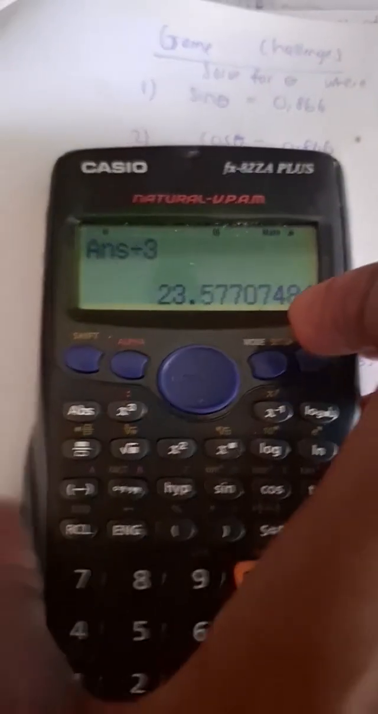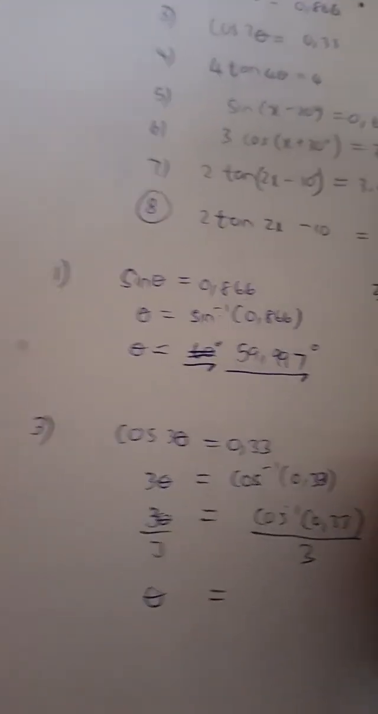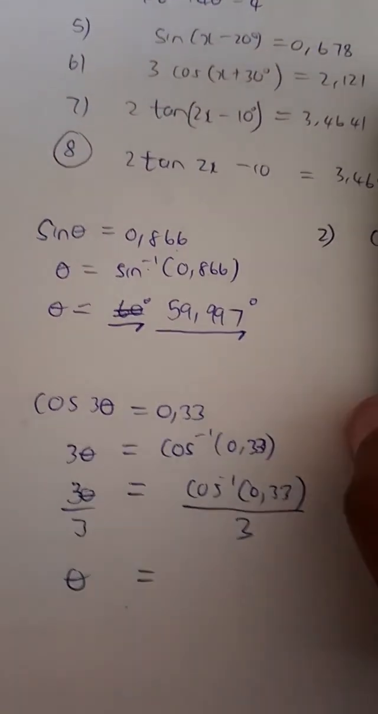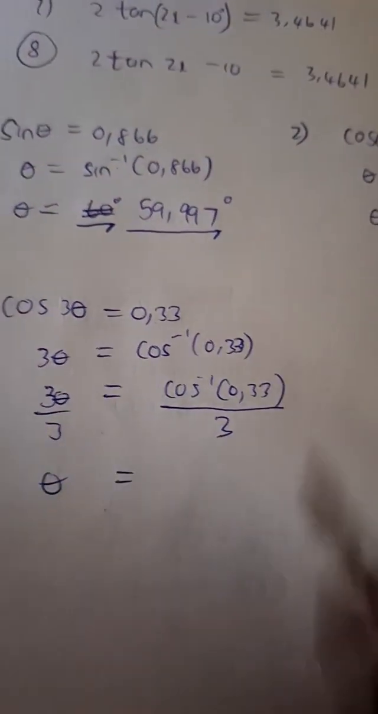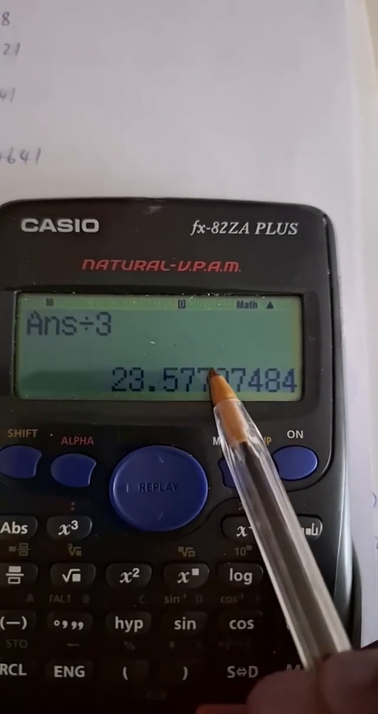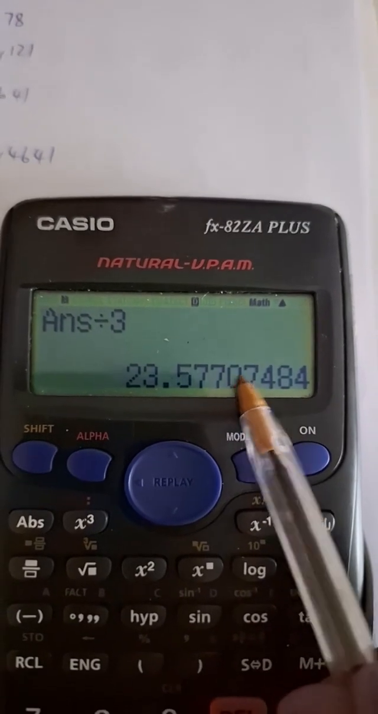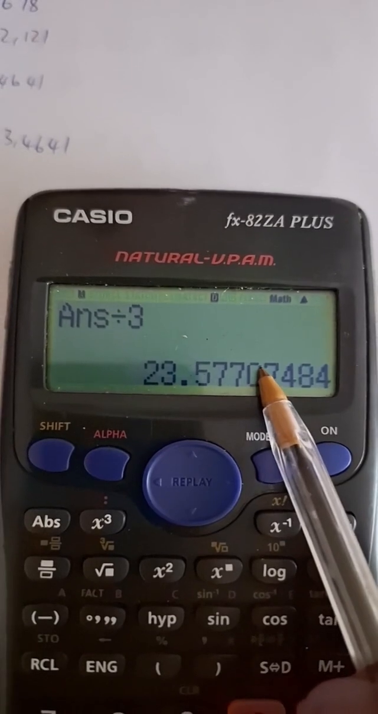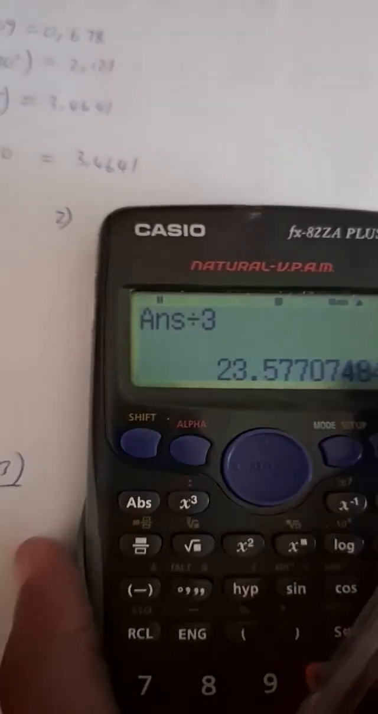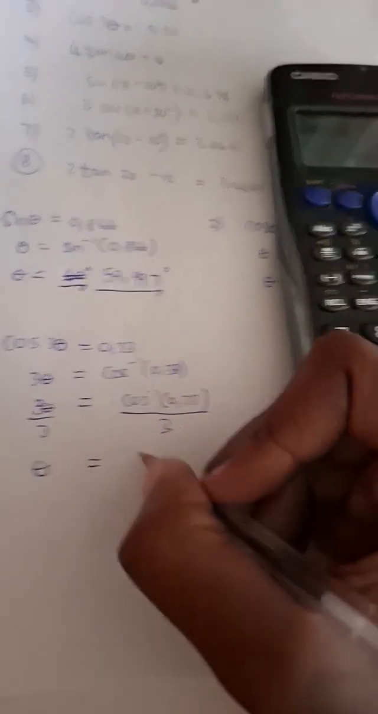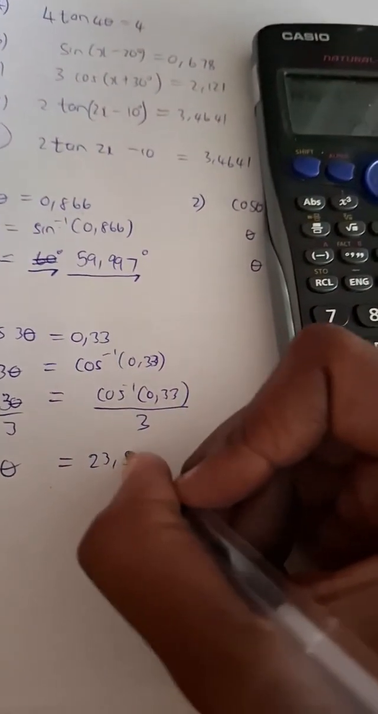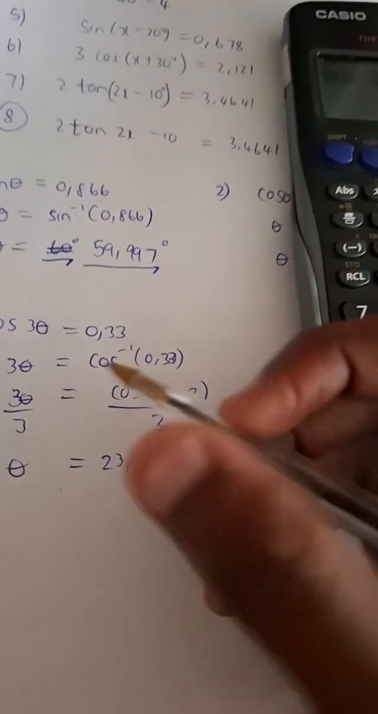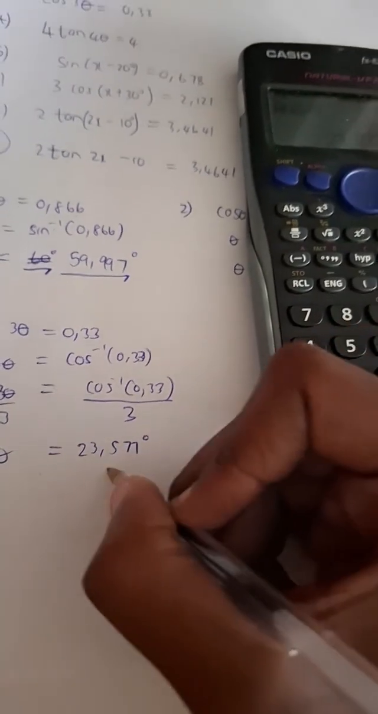Okay, yes. So we get an answer of 23.577. So there it is. So look at the fourth decimal. What does the fourth say to the previous? 23.577. We stay the same, so it's 23.577 degrees.